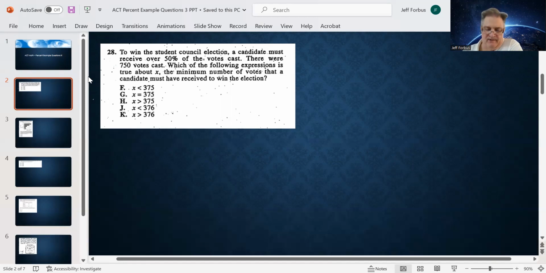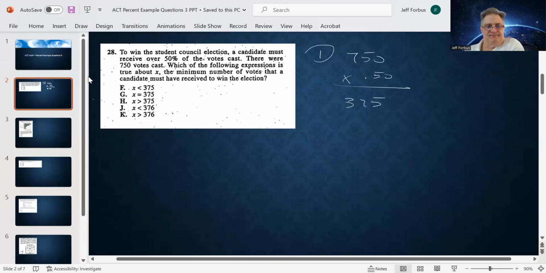With that being said, the first thing we need to do is take 750 votes and multiply it by 0.50, 50%. And when you do that, it gives you 375. Now it's about interpreting your signs in your answer choices.